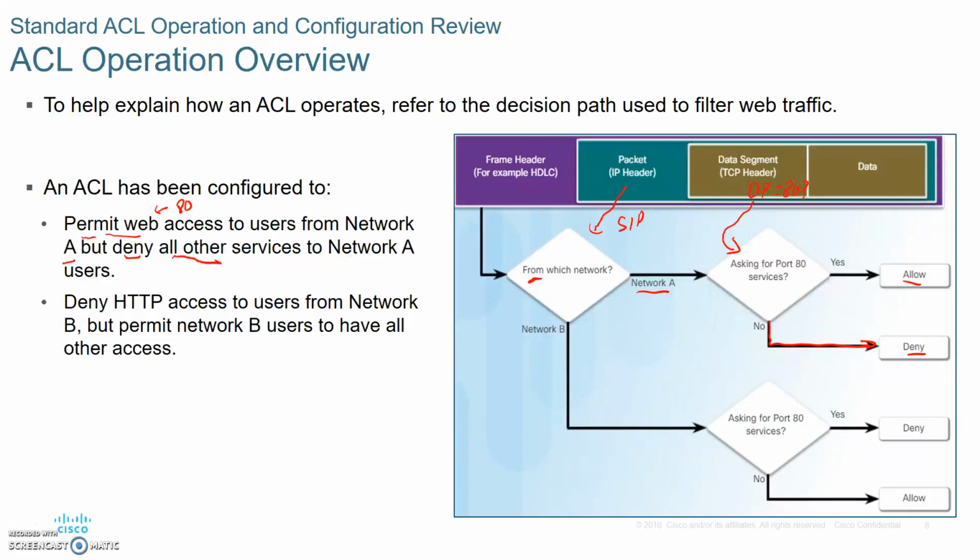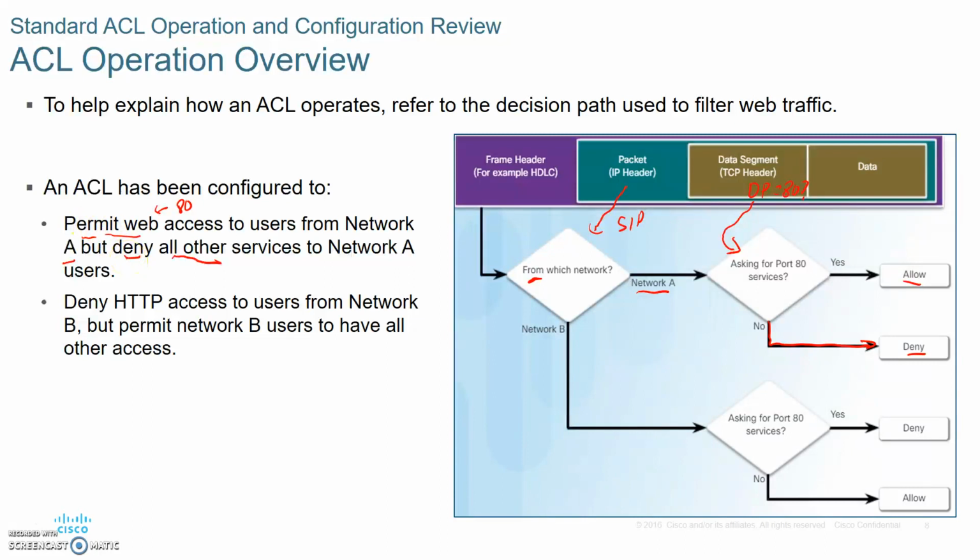So this is what will be done on every single packet. They will examine the IP header for the source IP address, and they will examine the TCP header for the destination port to see what service this network A user is trying to connect to. And from there, it will decide whether to permit or deny.